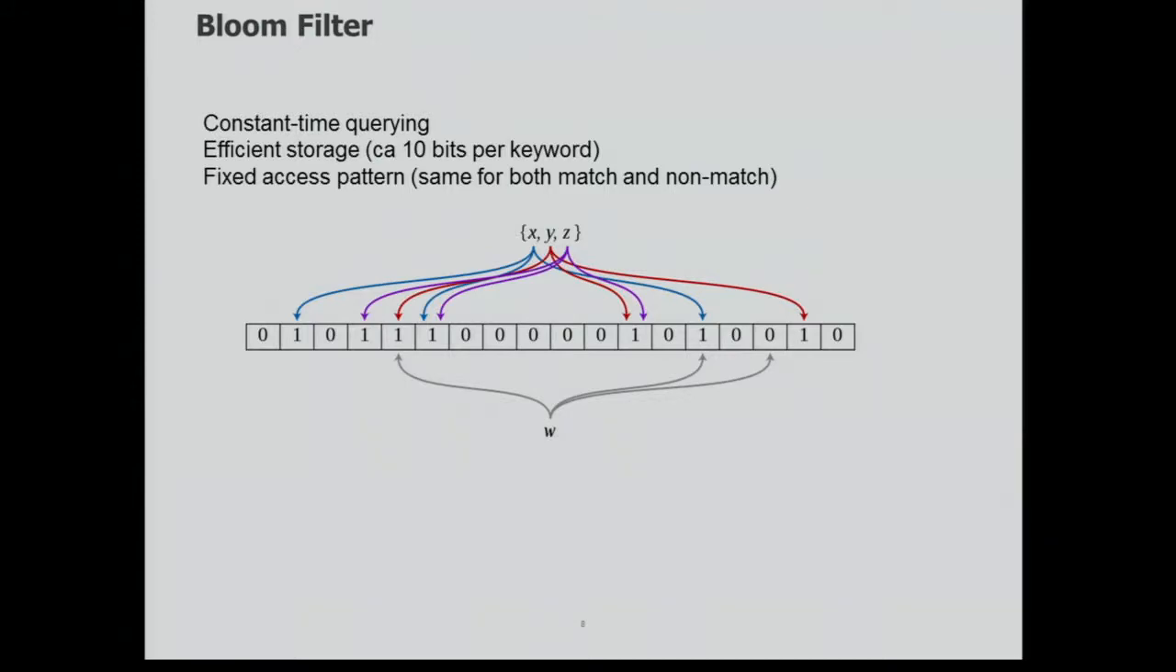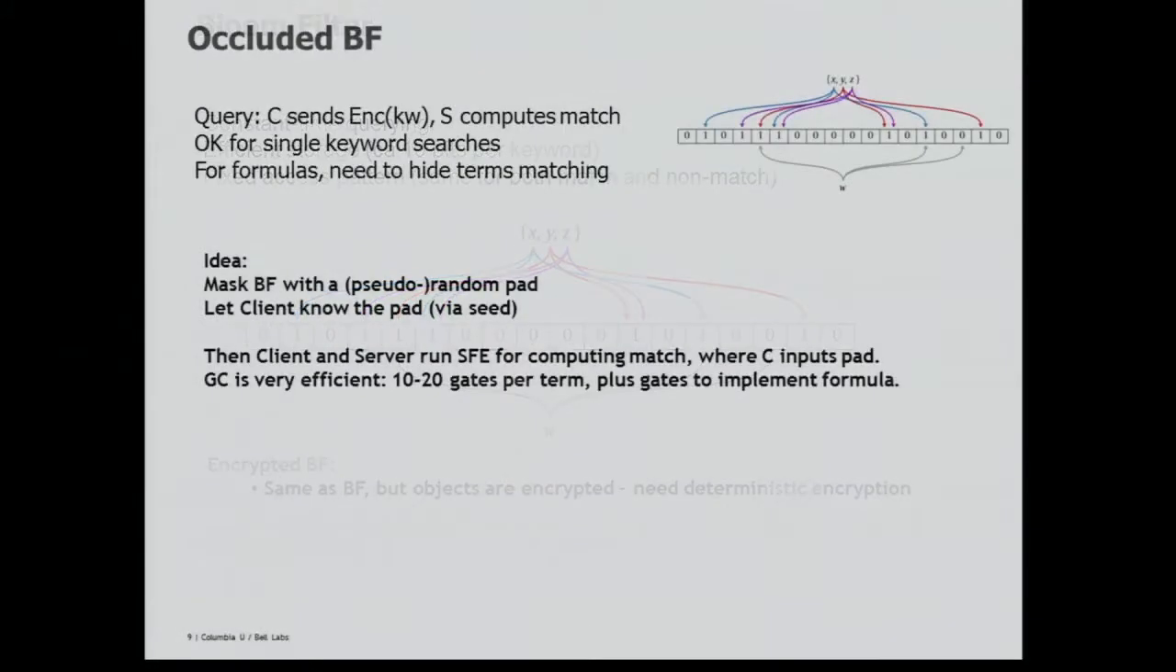For big data, this is important. And the fixed access pattern: you just access those points, and match or non-match, your access does not depend on whether there was a match or not. Okay, so we're using an encrypted Bloom filter, so we're inserting encrypted objects there, so that's important. Okay, so now how we're doing it.